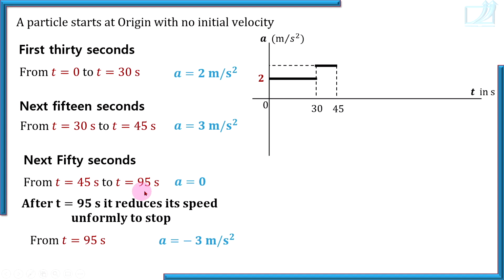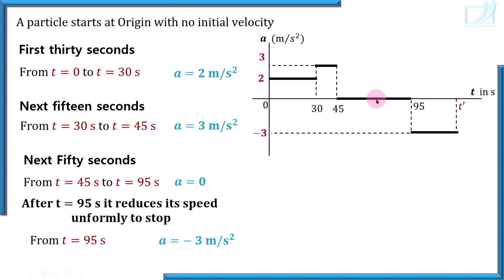From t equal to 45 to t equal to 95 seconds, in this interval, acceleration remains 0. And from 95 seconds, acceleration is minus 3. So it is below the x-axis, or below the time axis. Acceleration is minus 3. And at this time instant, it reduces its speed uniformly to stop. But at what time does it stop? We are not sure about that, and that is why we have labeled it. This is also very important.